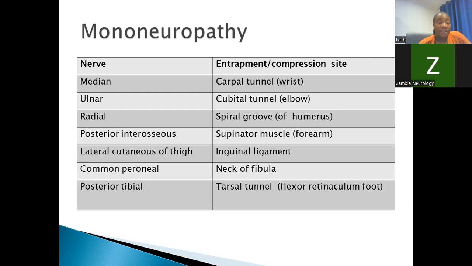So this table just shows some common mononeuropathies that you can come across. It describes the particular single nerve that is involved, as well as the compression site. One of the common mononeuropathies that we see in practice is that of the median nerve, where the entrapment or the compression site is at the carpal tunnel at the area of the wrist. But you can also have involvement of the ulnar nerve, where you have entrapment at the cubital tunnel, that's at the elbow. You can also have radial nerve mononeuropathy at the spiral groove of the humerus, as well as the others that are listed in this particular table.